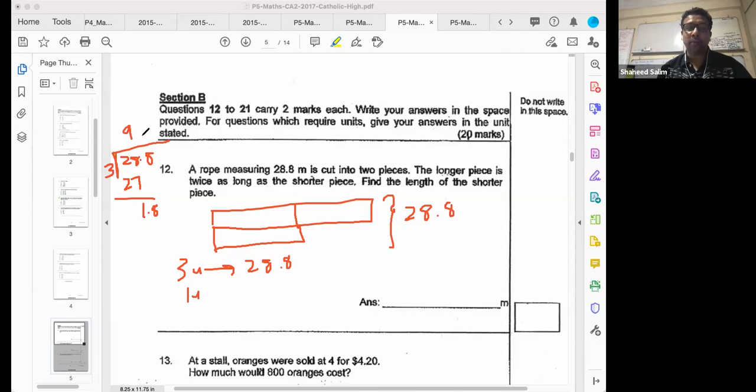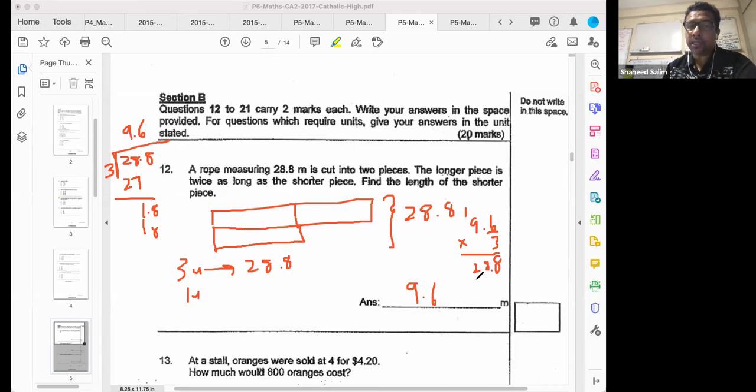Then next one will be, you put a dot. 18, it is 6 down here. So 9.6 meters. If you don't believe, let us see. There's 1 unit, 2 units, 3 units. 9.6 times 3, you will get 28.8. 6 times 3, 18. 9 times 3, 27, 28. 1 decimal place, 1 decimal place. Can you see that? If you draw it, you'll be able to see.